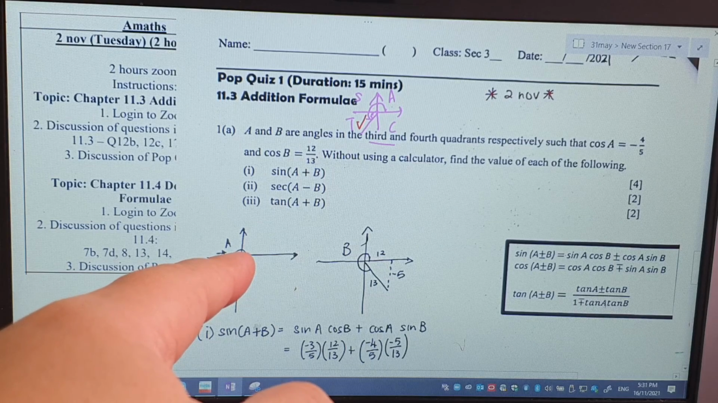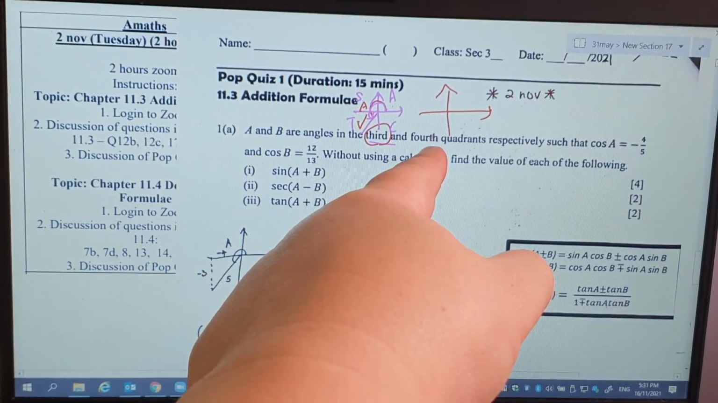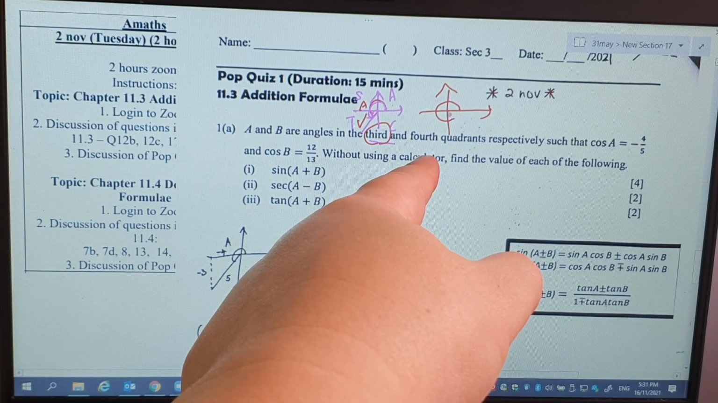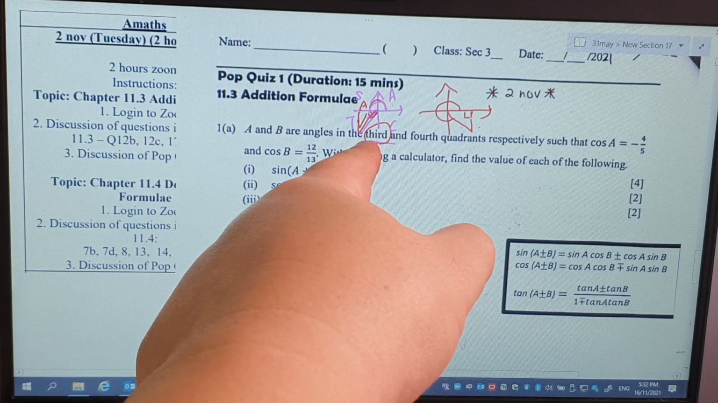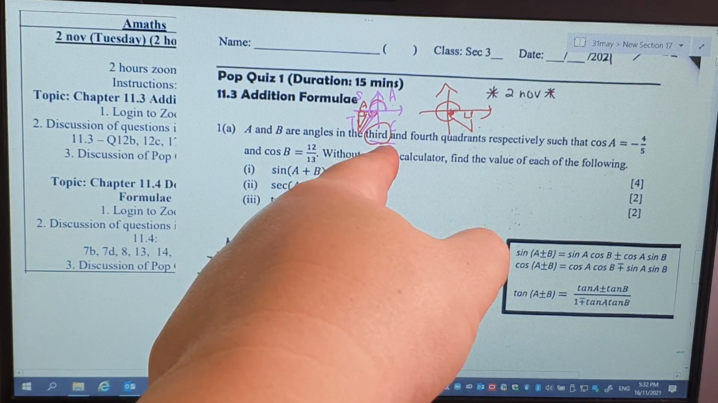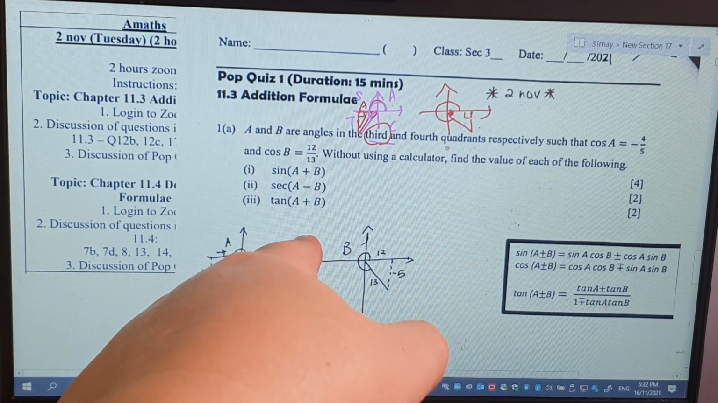So this is your angle A. And angle B is in the fourth quadrant. This is the first quadrant, second quadrant, third quadrant, and the fourth quadrant is this one. That means you have to draw your right angle triangle like that, where this is your reference angle. Later I'll show you how to label the diagram.